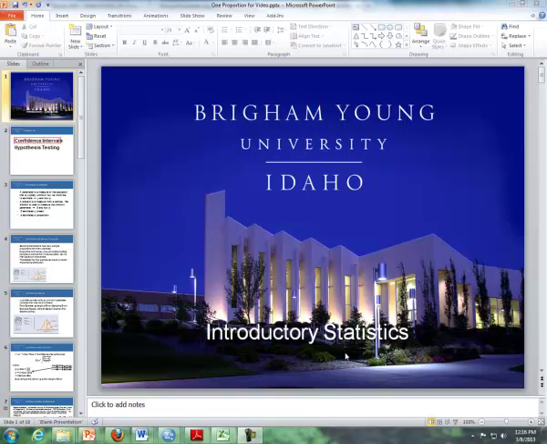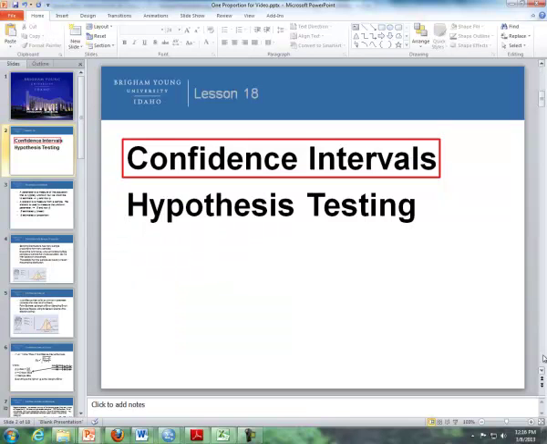Lesson 18, dealing with inference for one proportion. And here's the outline for these videos. First, I'll be covering confidence intervals, followed up by hypothesis testing. Now, I'll be mentioning descriptive statistics and checking requirements throughout these two sections.